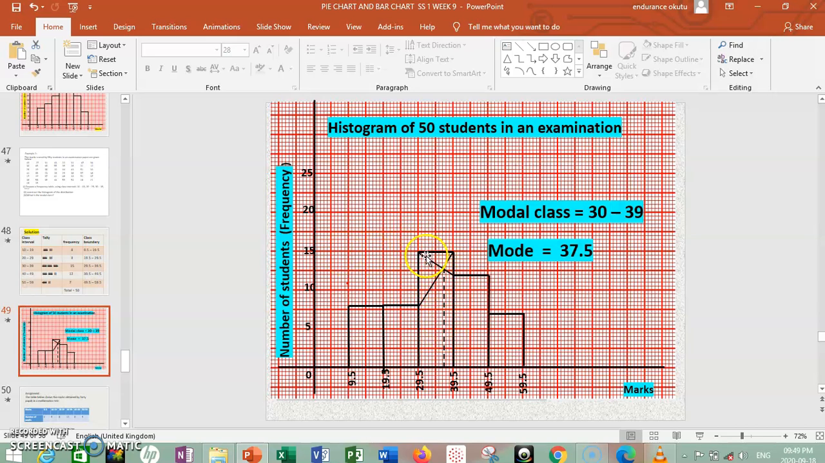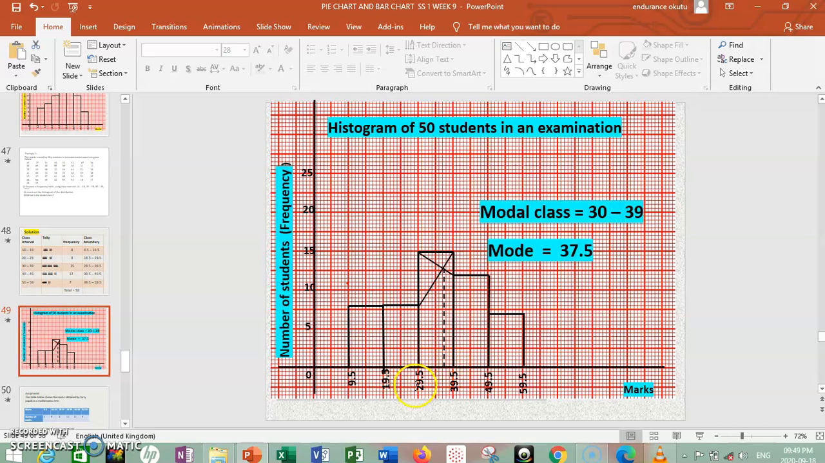Now look at this corner and this corner. Draw a straight line. Take a line from this corner to this corner. Take another straight line to this other point. Now you will see the point where the 2 lines meet. Now take a broken line down to the x-axis, and now we can read.